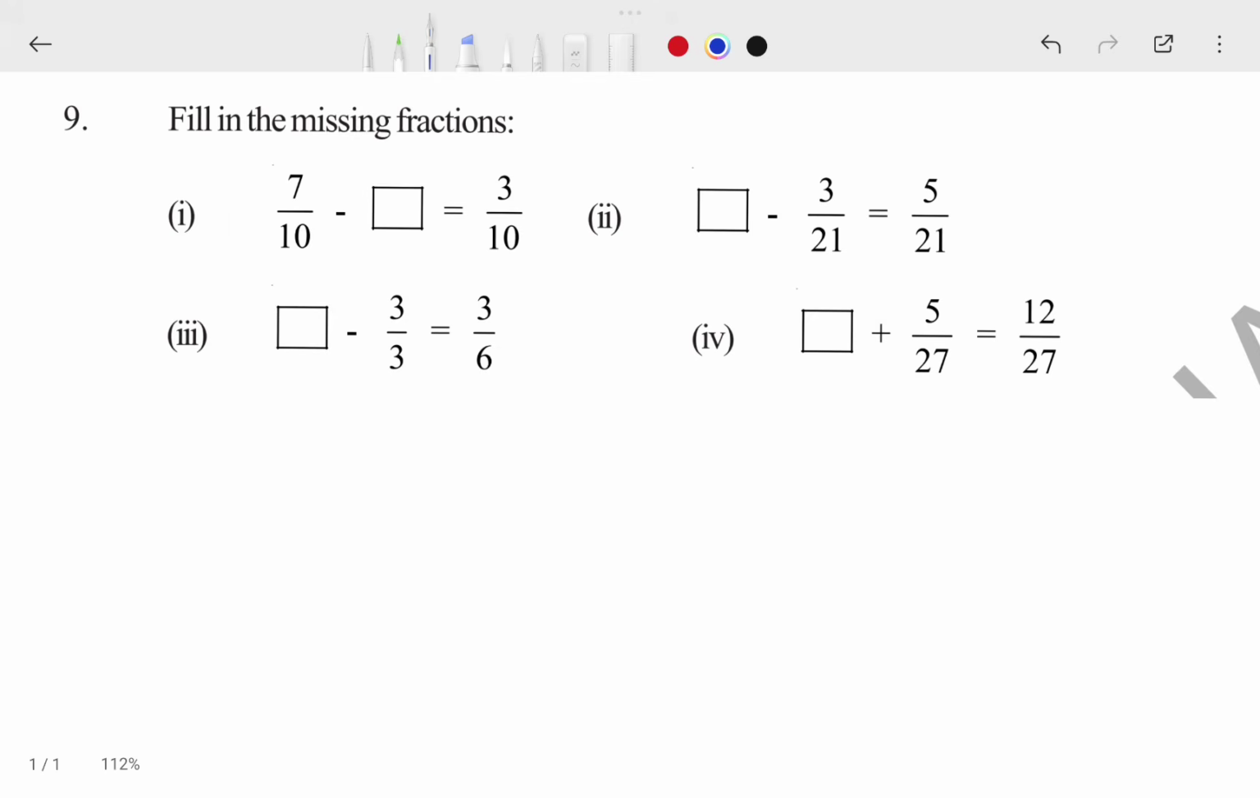But definitely I'm thinking about making a video on that one. For exercise 7, I will make a separate video where I will teach you those things. Okay, but let's complete the exercise.